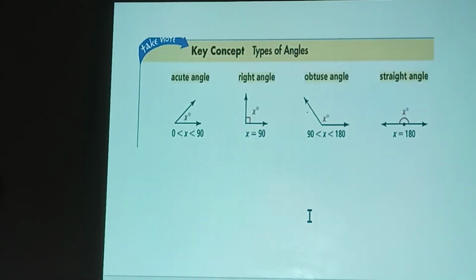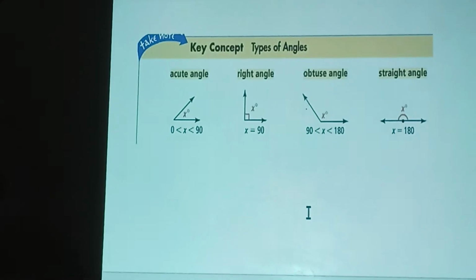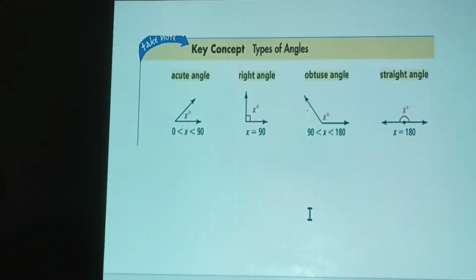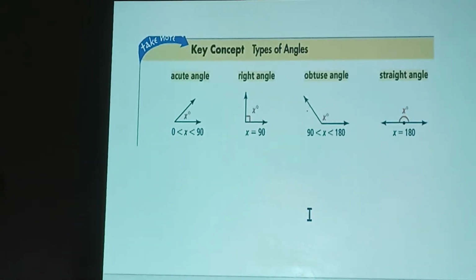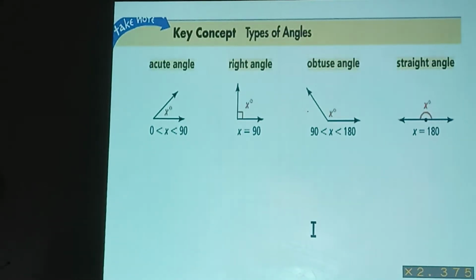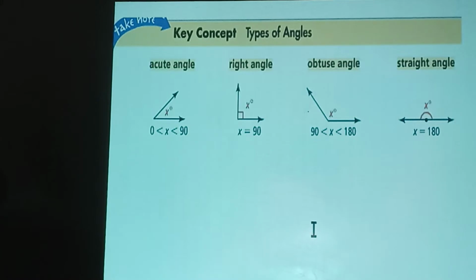Now we're going to talk about the types of angles. I'm sure that you have seen this before. There are 4 types of angles, so let's write this in our notes. Draw it and write it. Let's put that away, please, Jerome.